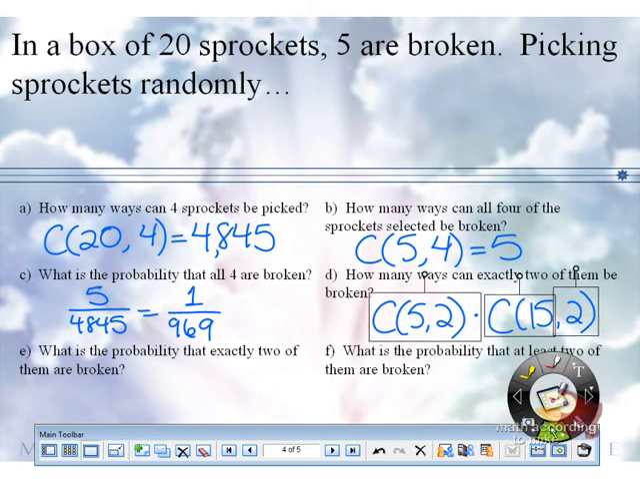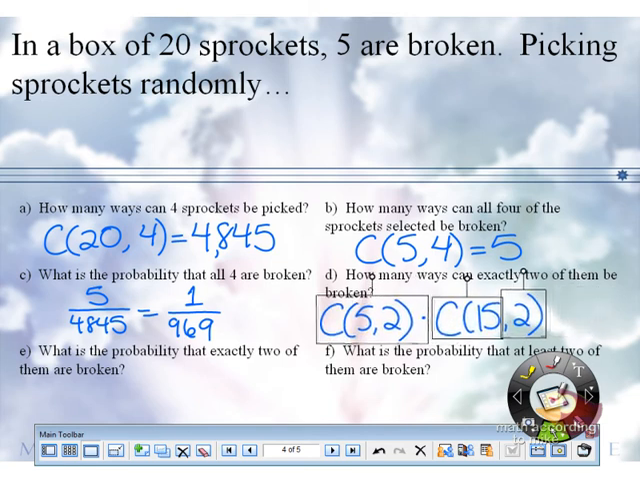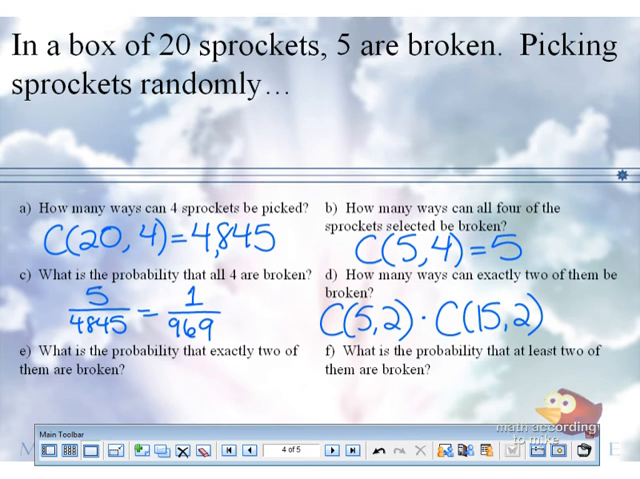So again, 5 choose 2 is out of the 5 that are broken, we're picking 2 of them. 15 choose 2 is out of the 15 that are not broken, we're picking 2 of them. We're multiplying there because and is implied: 2 broken and 2 not broken. What is 5 choose 2 times 15 choose 2? 1050.